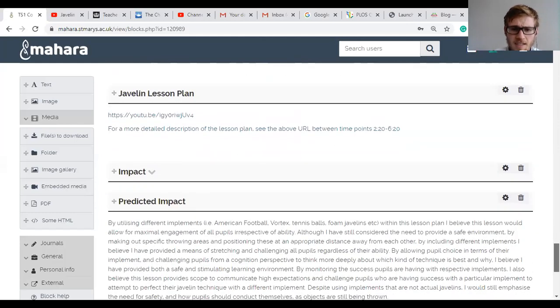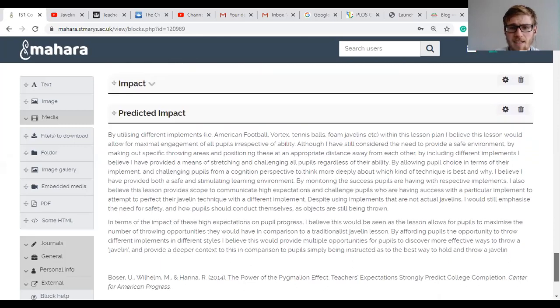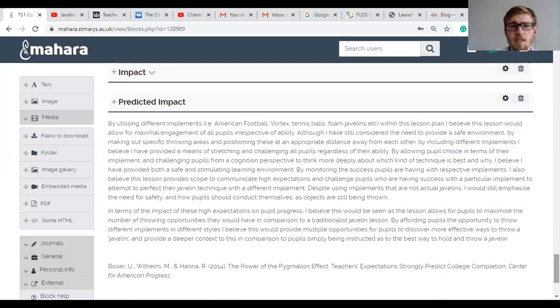And as I said, from my predictive impact standpoint, I would expect all pupils to demonstrate or at least be able to describe the key technique points because they're not limited by the use of equipment. They'd also have a chance to experiment throwing from a variety of different positions. They get lots of practice in, which would hopefully allow them to better evaluate which technique they felt was most effective for them, and then potentially justify it.